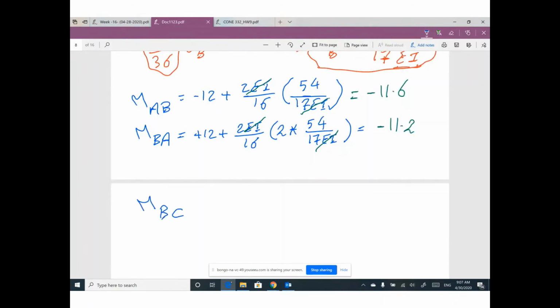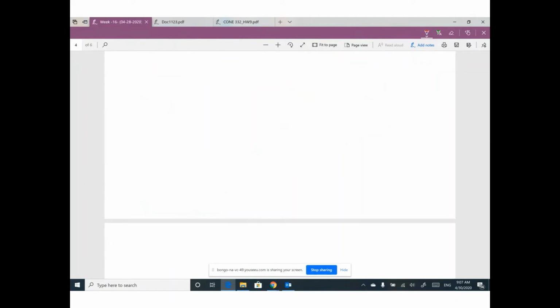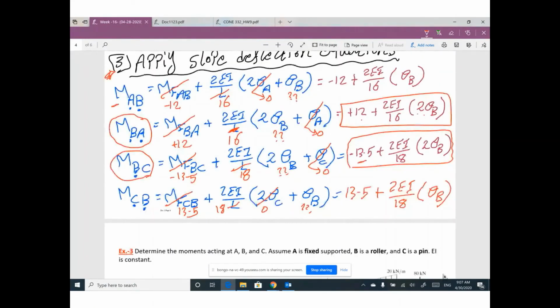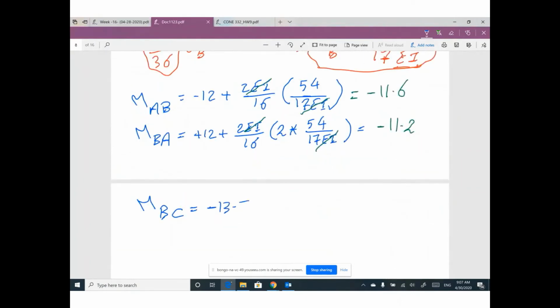MBC, which is negative, positive, negative, positive, I cannot remember. Negative 13.5 plus 2EI divided by 18 times 2 theta B. EI will cancel EI. I can get a final answer.